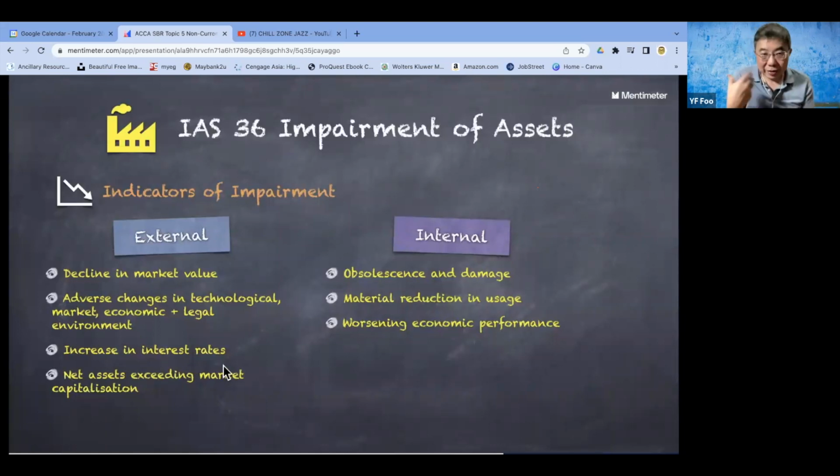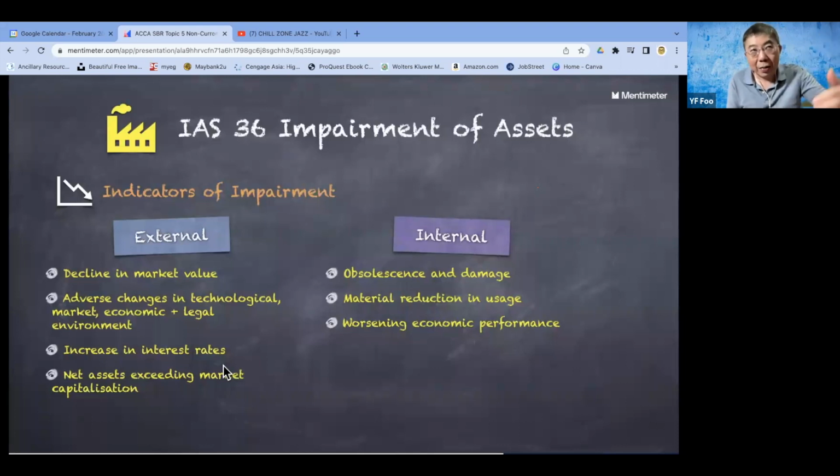Increases in interest rates. Okay, why is that an indicator of an impairment? Because when we look at an impairment test, when we work out what's the actual impairment, what's the recoverable value, one of the methods we use is actually present value, because we project cash flows. So we will use discount factors. Okay, so as you know, you guys are graduates of accounting and finance.